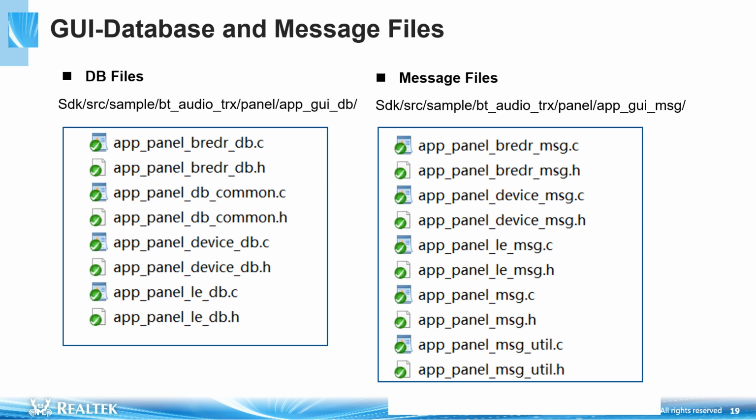The function of the files under message is to save data transmitted from the GUI to the app, based on the destination address of the data transmission. They are also roughly divided into 3 categories. The file app_panel_bredr_message.c saves data transmitted to devices connected to the charger case via classic Bluetooth. The app_panel_device_message.c pertains to the data of the battery case itself. The app_panel_le_message.c saves data for devices connected via Bluetooth Low Energy. Lastly, the files app_panel_message.c and app_panel_message_util.c contain some common interfaces or variables.